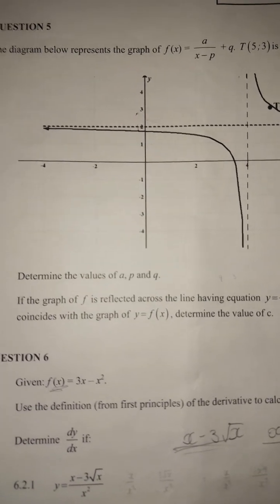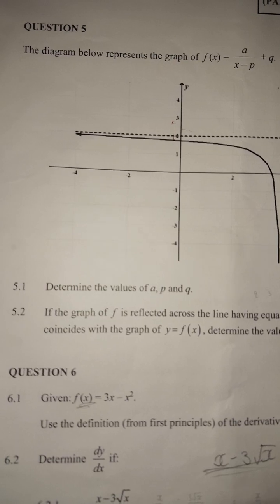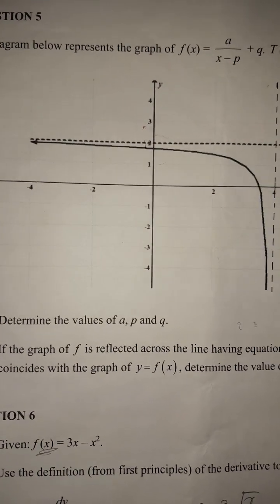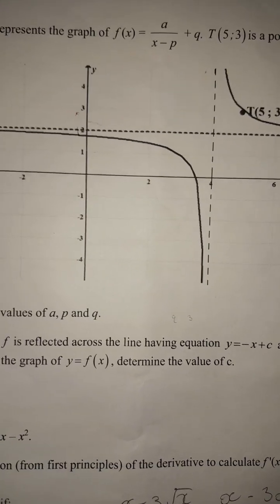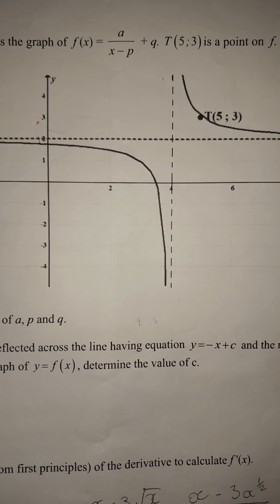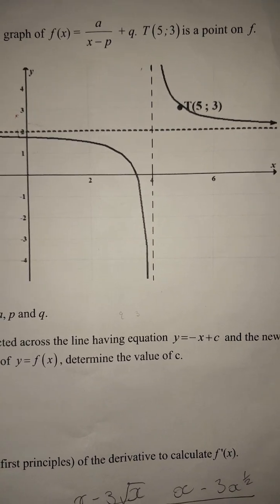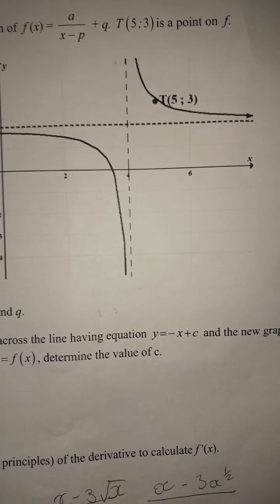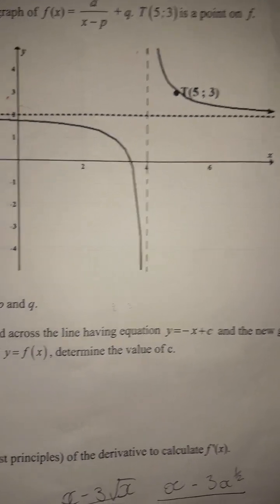Let's keep winning. Right. We are at question 5. We are given the diagram below that represents the graph of f of x, which is equal to a divided by x minus p plus q. And there's a point T, which is (5; 3). It's a point on f, as we can see from the graph there.